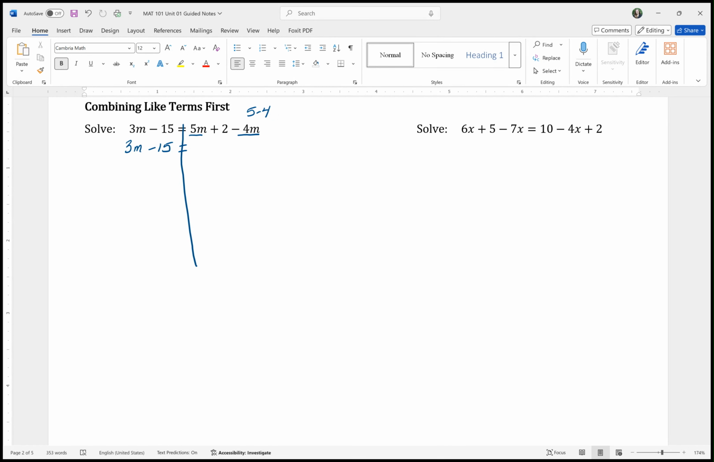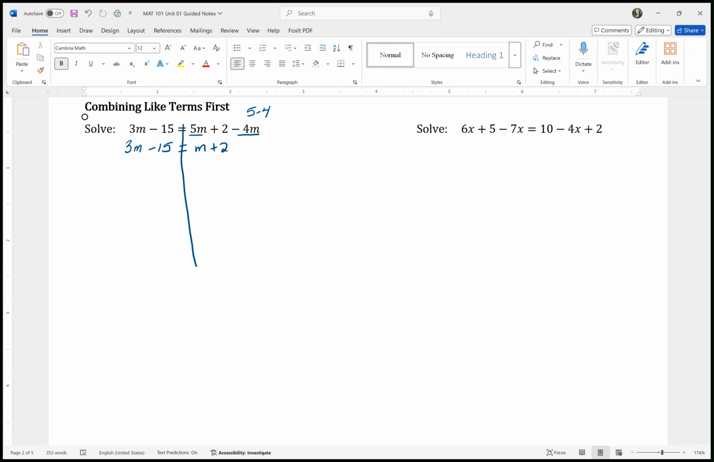So 5 minus 4 is 1m. And just like we talked about previously, we don't need a 1 in front of variables. So this would just be m plus 2. We're going to bring down that plus 2. Again, we're not changing any signs. I'm not moving anything when we're putting together like terms. Now that we've got just a variable, a constant, a variable, a constant, now we can start moving and doing opposite operations. So where do we start from that?